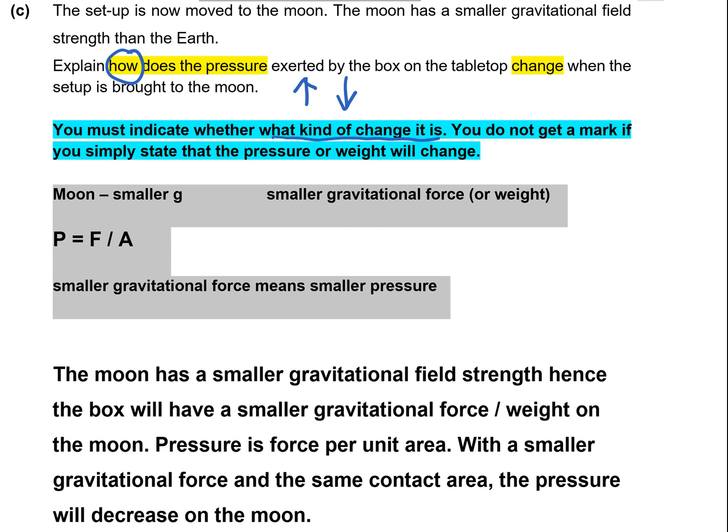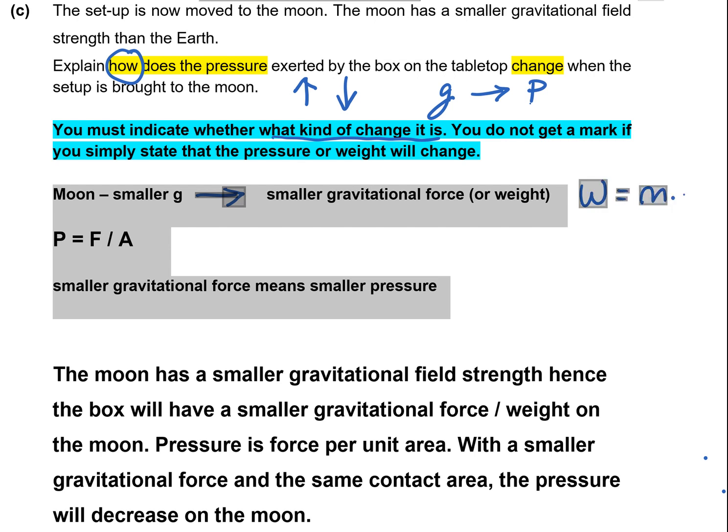Secondly, many students mentioned that there is a change of gravitational field strength on the moon, and therefore the pressure will also change. But the thing is, there is no formula that links pressure to gravitational field strength. So you need to provide a link between the change in gravitational field strength and the pressure in order to get the marks. Basically, you need to mention that on the moon, you have a smaller gravitational field strength, and therefore you will get a smaller gravitational force because W equals mg, right?